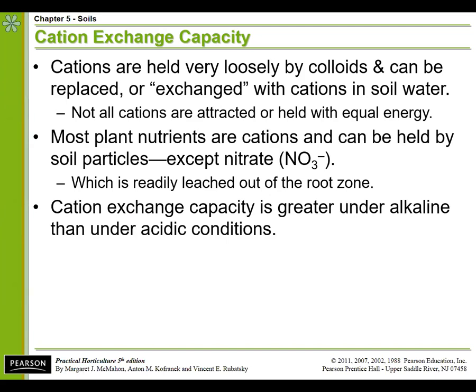Cation exchange capacity tends to be greater under alkaline conditions than acidic conditions. It's best right around neutral. The acidity basically doesn't allow the nutrients to, they're more strongly bonded so they're not able to be moved and exchanged. Plants can't get them. So a lot of the plants that have adapted to acidic soils have adapted to use less soil nutrients.